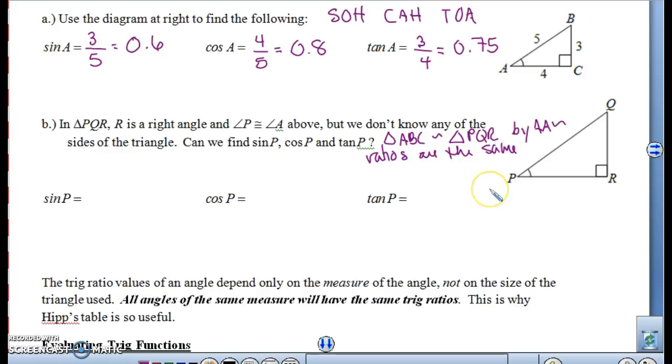So if I was doing the ratio of sine P, sine of P is opposite over hypotenuse. That would be QR is to the hypotenuse, which would be PQ.